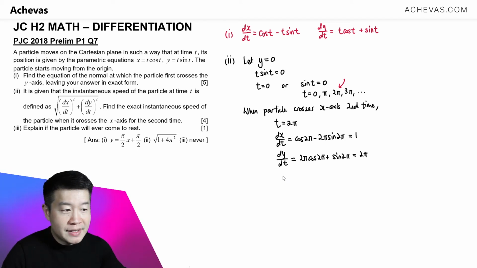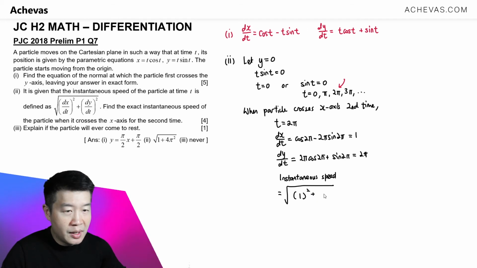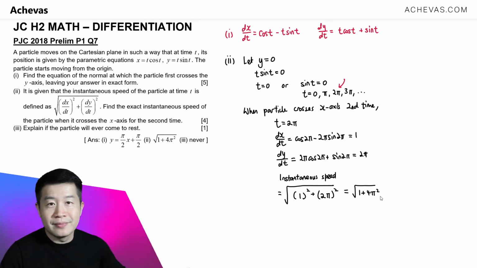And now we can find our instantaneous speed. Instantaneous speed will be equal to the square root of dx dt square. So dx dt is 1, so we have a 1 square plus dy dt square. So it will be 2 pi square. And this will give us the instantaneous speed when the particle crosses the x-axis for the second time. And that is the square root of 1 plus 4 pi square.